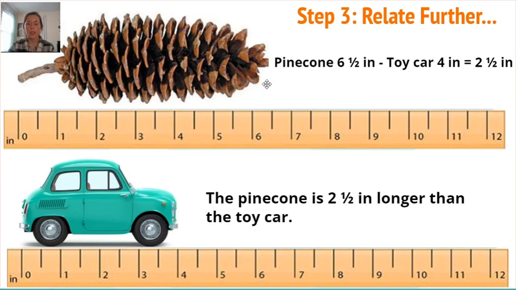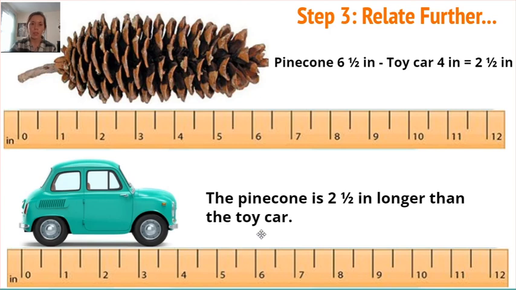And that is the basic formula of how you find how much longer something is than another object. This would be your equation. You would pick the bigger object, no matter what you're measuring, and subtract the smaller length from it to find out how much longer the bigger object is than the smaller object. And then here you can represent it in a number sentence. This is what you're going to be doing in today's activity, so know it well, okay? So the pine cone is 2.5 inches longer than the toy car.